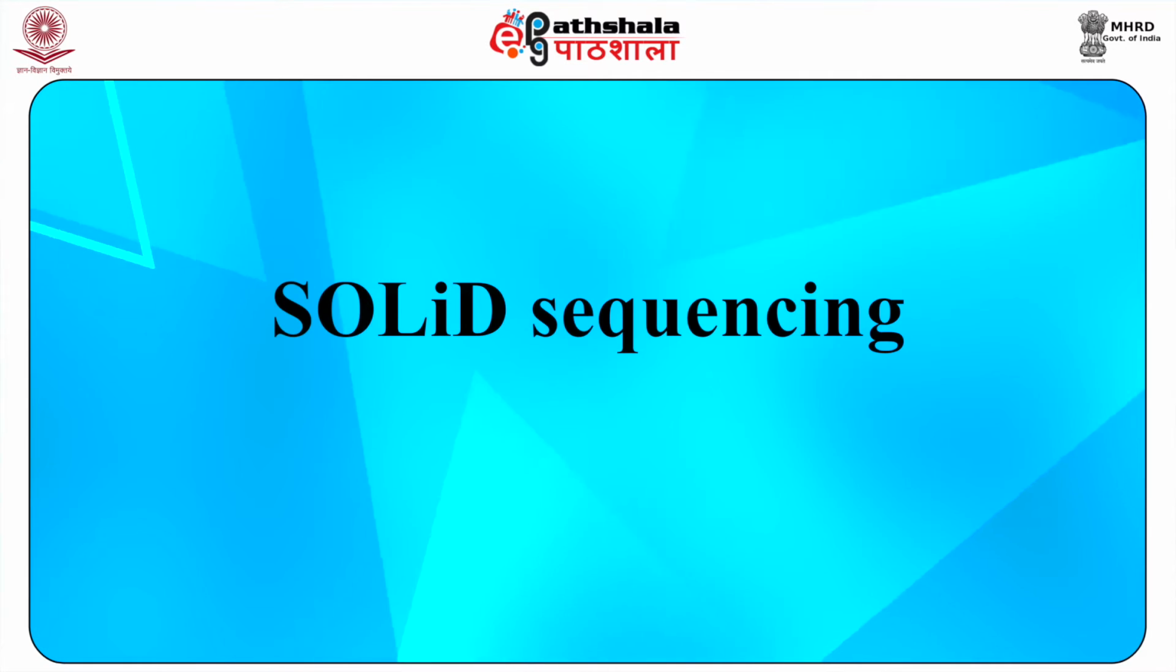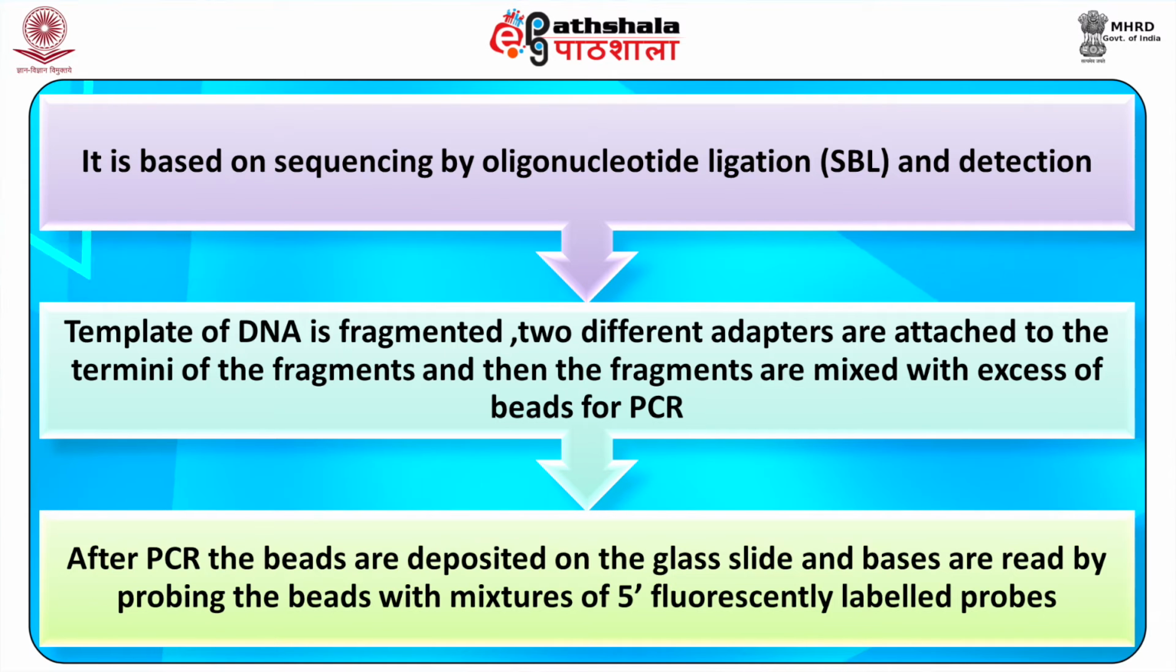Another method is SOLiD sequencing. It is based on sequencing by oligonucleotide ligation, in short called SBL, and detection. Template DNA is fragmented. Two different adapters are attached to the termini of the fragments, and then the fragments are mixed with an excess of beads for PCR. After PCR, the beads are deposited on a glass slide and bases are read by probing the beads with a mixture of 5' fluorescently labeled probes.